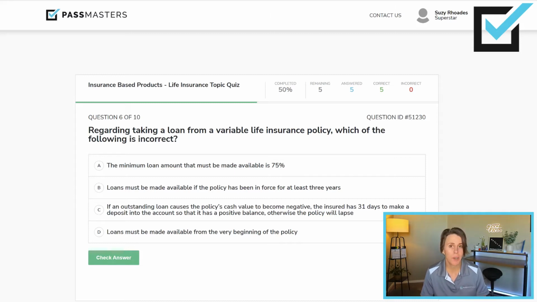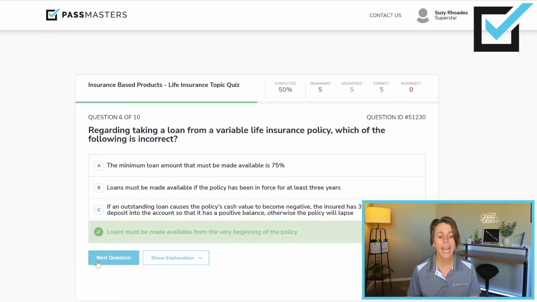So let's just pretend you had no idea. You can tell that there are two answer choices that contradict each other. So generally speaking, one of those two is going to be the correct answer. The two that contradict each other in this question: loans must be made available if the policy has been in force for at least 3 years, or loans must be made available from the very beginning of the policy. So it's one of those two. Remember, we're looking for the false statement. So it's going to be right because it's wrong. The wrong statement is loans must be made available from the very beginning of the policy.